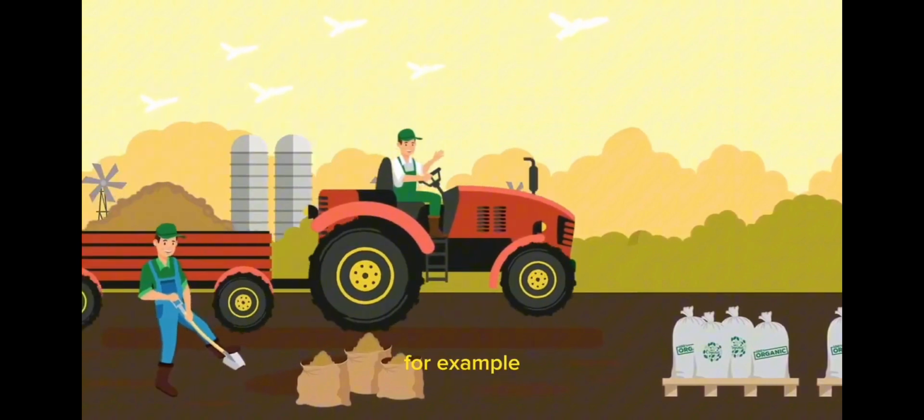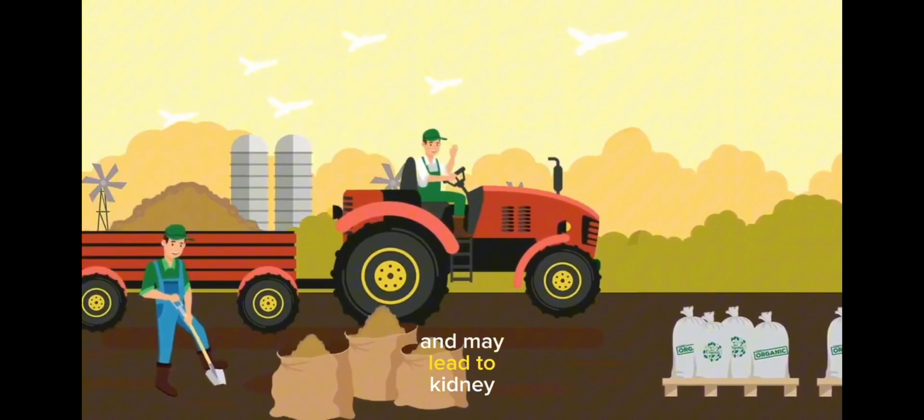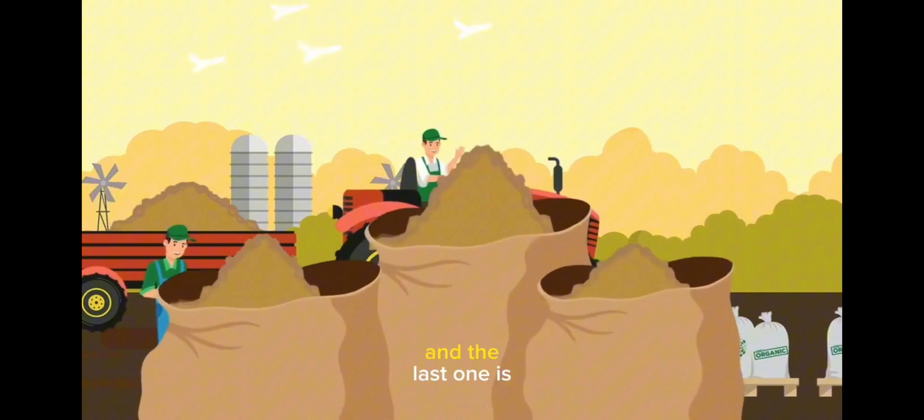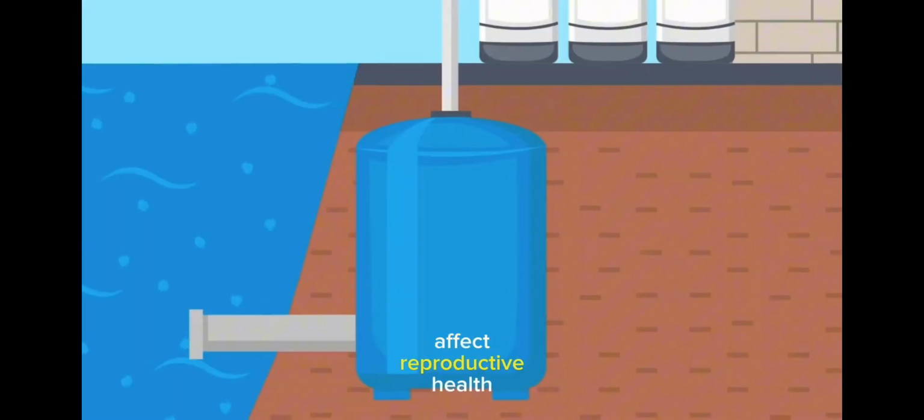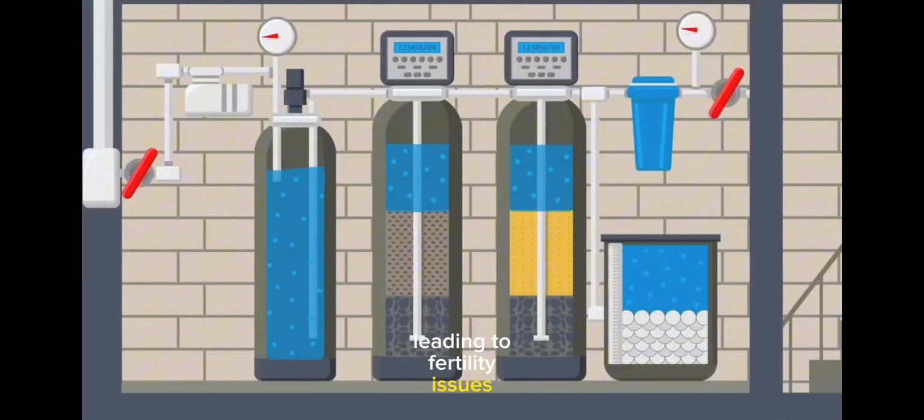Organ damage will also be one of the health consequences of heavy metals. Cadmium exposure, for example, can harm the kidney and may lead to kidney dysfunction over time. And the last one is reproductive problems. Certain heavy metals can affect reproductive health, leading to fertility issues and developmental problems in offspring.